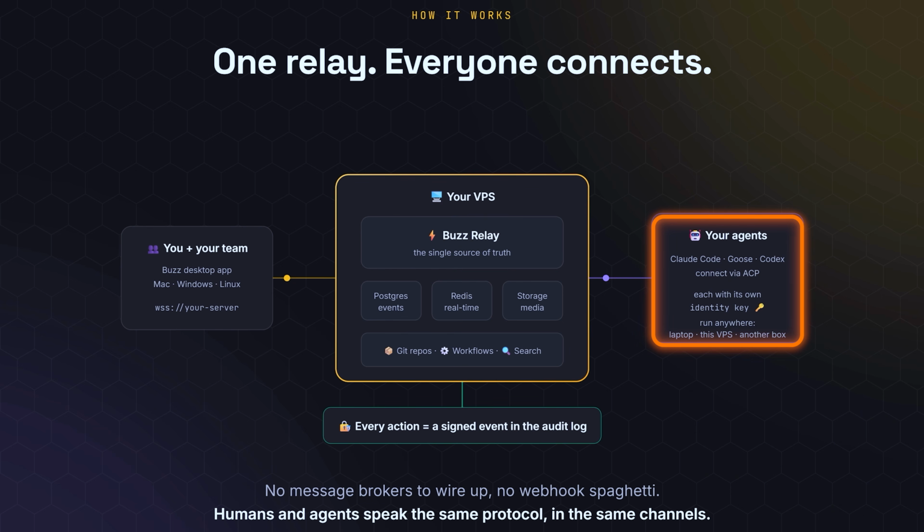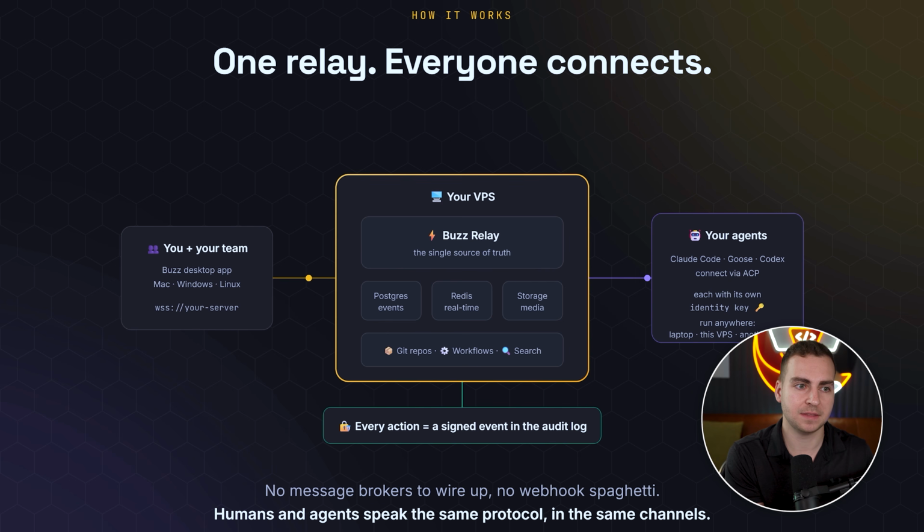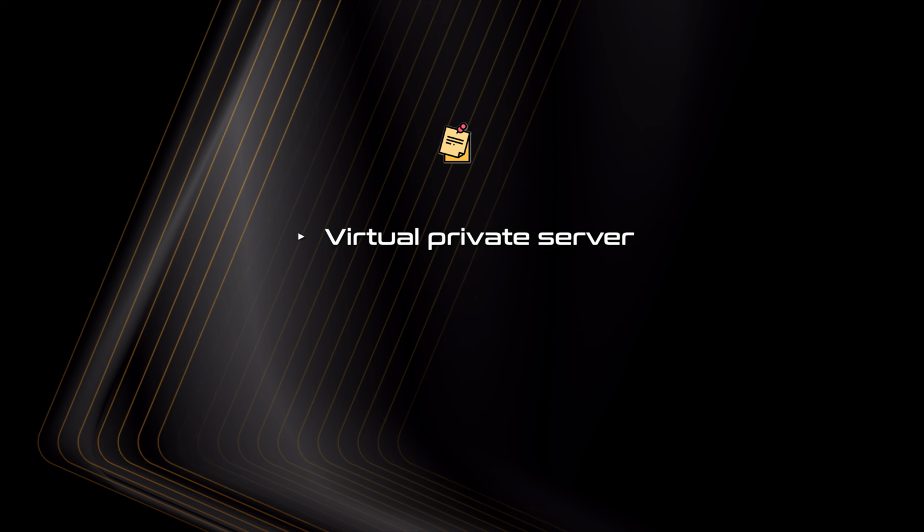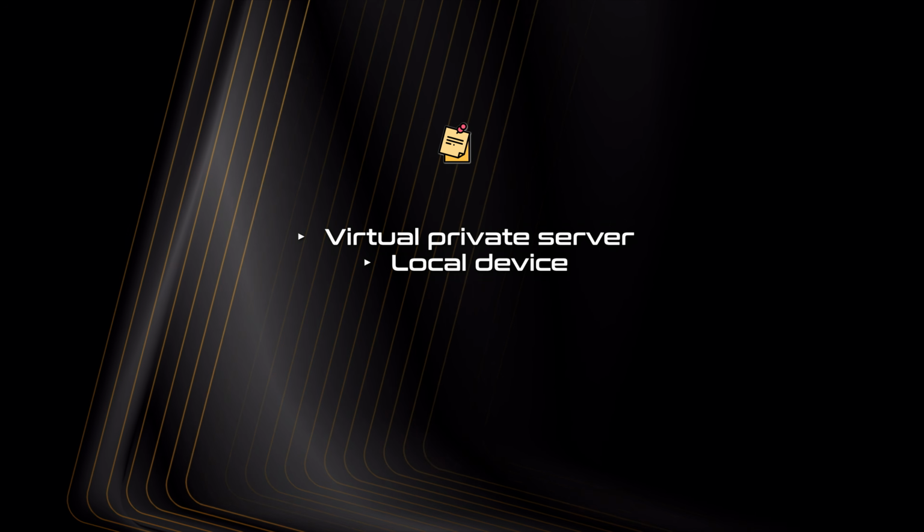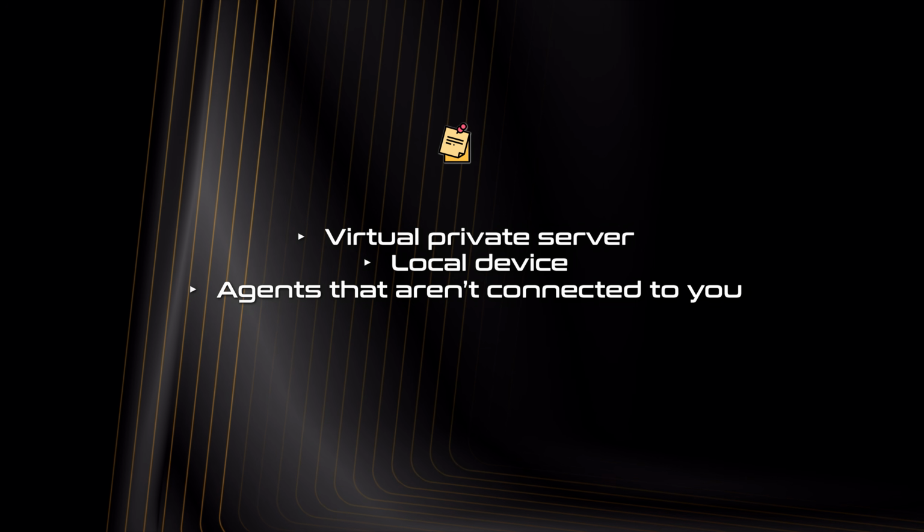Okay, so last piece of clarity here. The agents that join typically are just going to run on the same computer as you, and they're tied to your identity. Doesn't mean that they show up as you, they'll show up as their own agent, but they're kind of connected with you. However, you can also connect agents from any other location. So you can connect them from a virtual private server. You can connect them from a local device. You can connect agents that aren't connected to you, that are running on any machine.